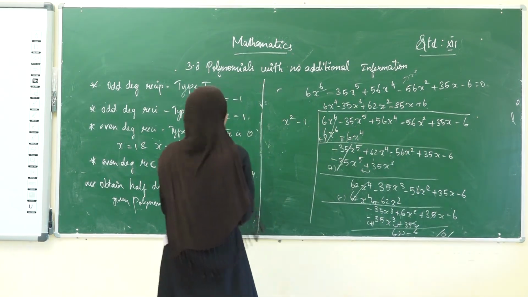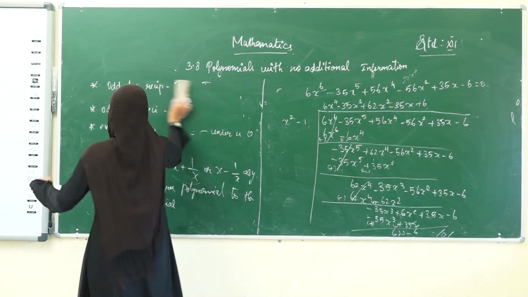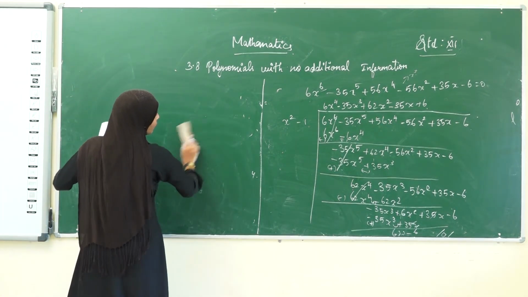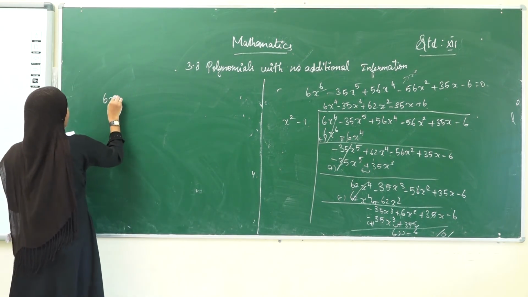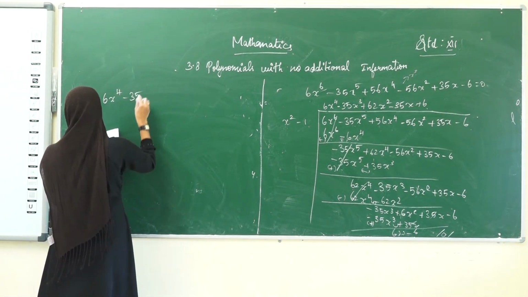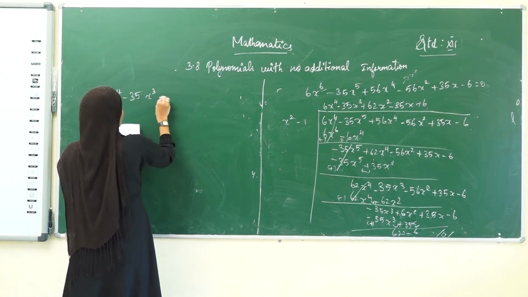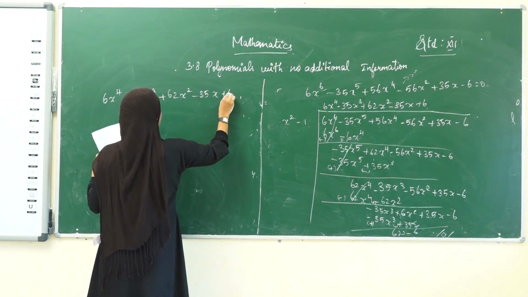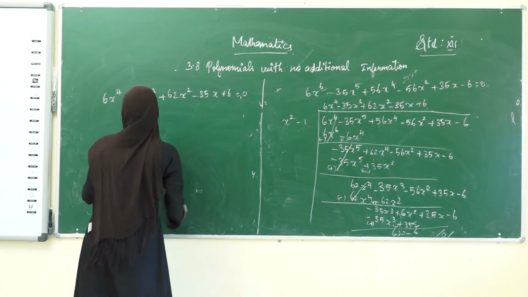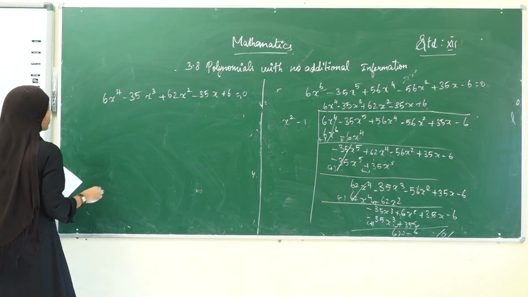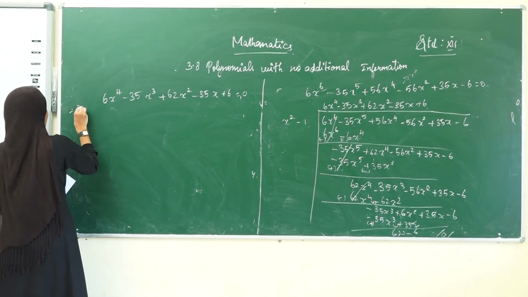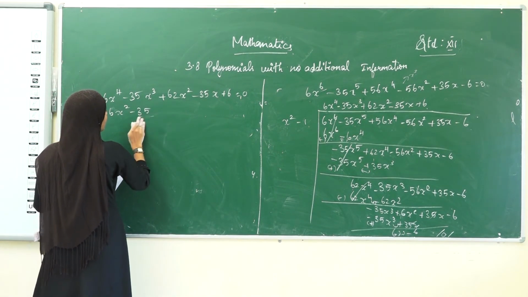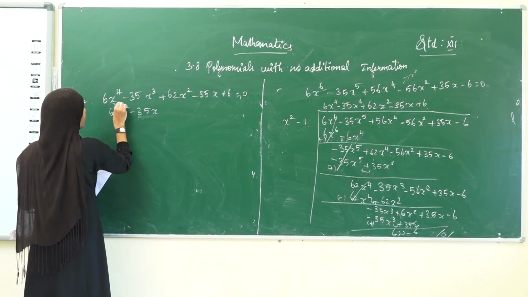So what's the quotient we got? The quotient we got is 6x power 4 minus 35x cube plus 62x square minus 35x plus 6 is equal to 0. This will be one of its factors. Now divide this term by x square. What will we get? 6x square minus 35, when dividing this by x square.